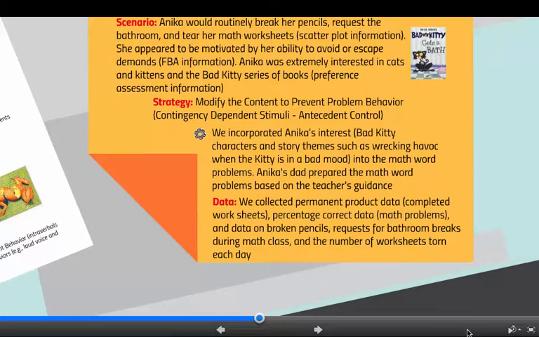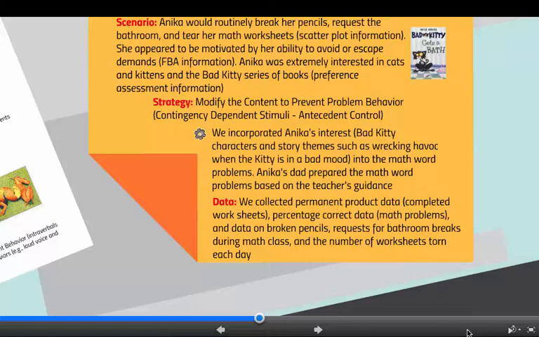We incorporated Annika's interest in Bad Kitty characters and story themes, such as cats wreaking havoc when the cat's in a bad mood. We integrated those characters and scenarios into the math word problems. That's what we did. We just imported that cat right into her math word problems, and that's how we began working with her.